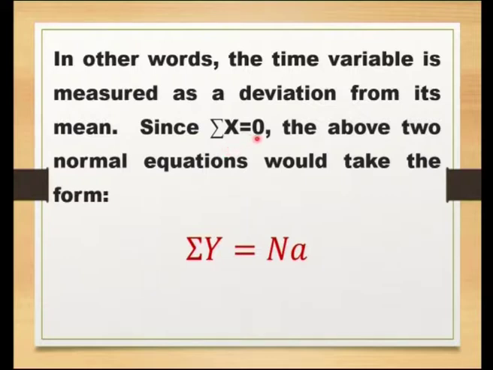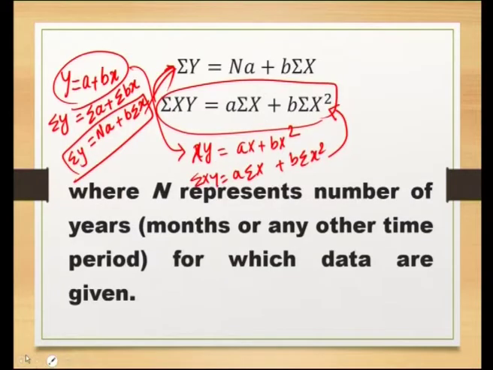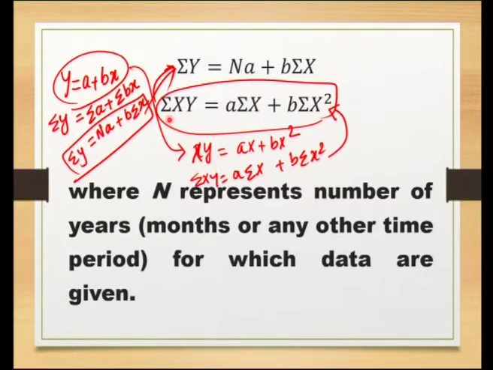Since summation x is equal to 0, the above two normal equations take the form: summation y is equal to n a, and summation xy is equal to b into summation x square, because the summation x term becomes 0. So, when we find summation y, we get a just by dividing with n. Therefore, when summation xy and summation x square are found, we can calculate b as summation xy by summation x square.